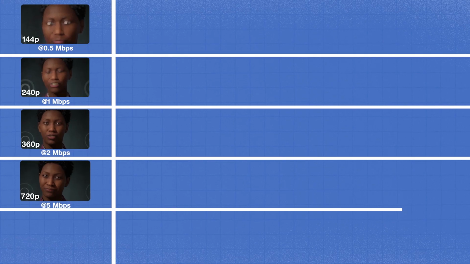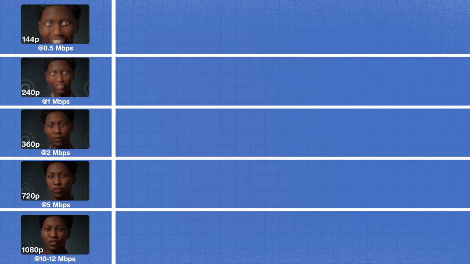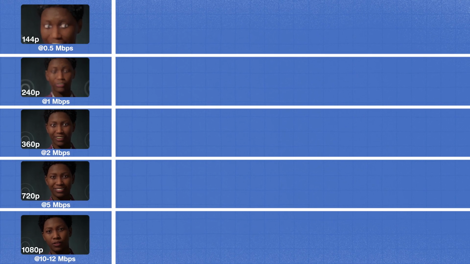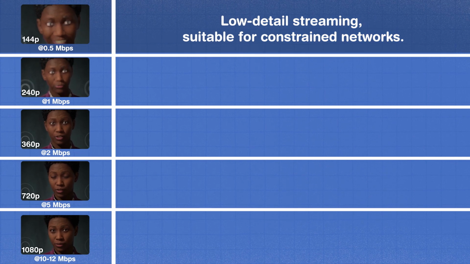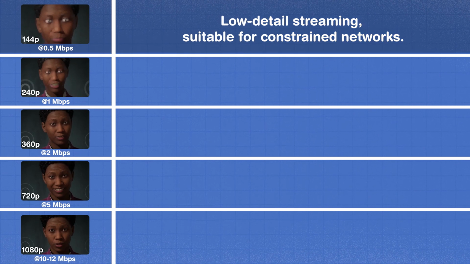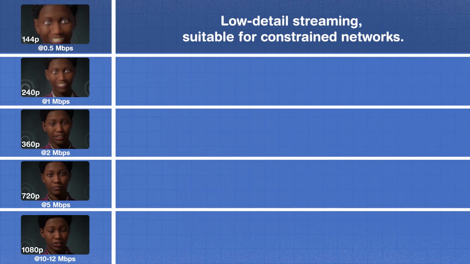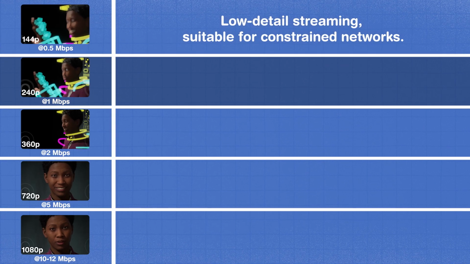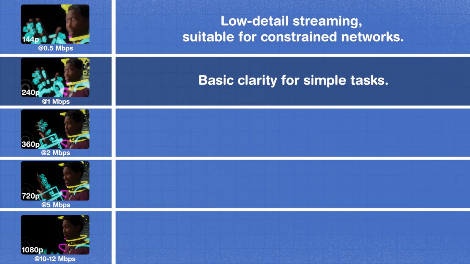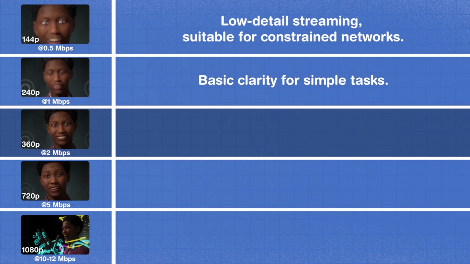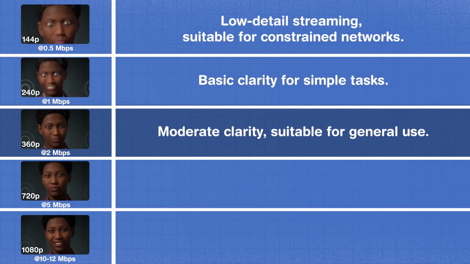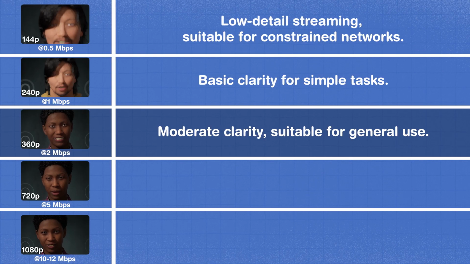So to sum it up, pixel streaming performance varies based on resolution. At lower resolutions like 144p, as little as 0.5 megabits per second suffices, but detail is extremely limited. Moving to 240p requires around 1 megabit per second, offering basic clarity. At 360p, 2 megabits per second provides moderate quality suitable for basic needs.